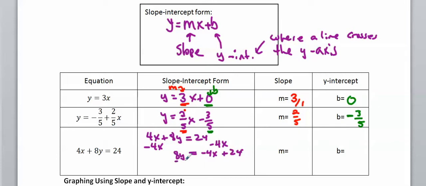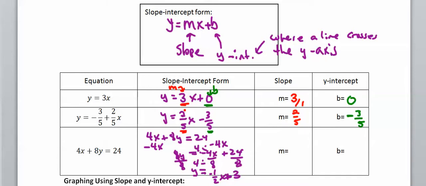And then to solve for y, I'm going to divide both sides by 8 and reduce what I can. So everything by 8. Okay, so that goes away, and I get y is equal to negative 4 over 8. Divide both by 4 to reduce. Get negative 1/2 x. Then 24 divided by 8 is 3. Okay, so I get negative 1/2 x plus 3.